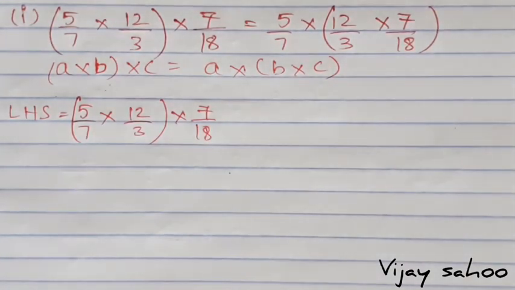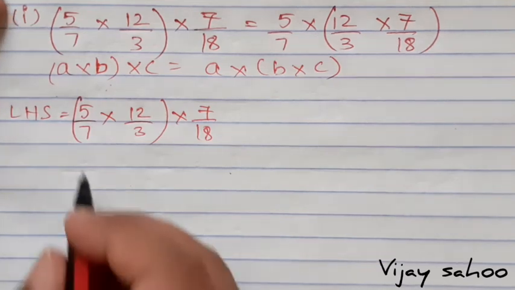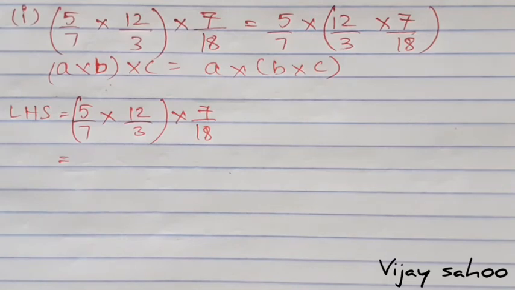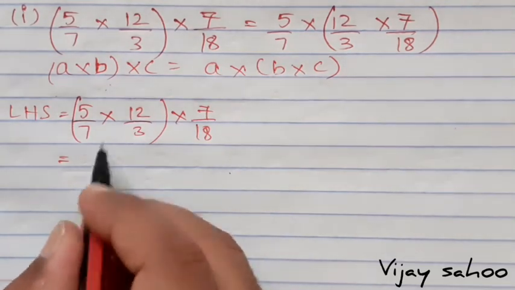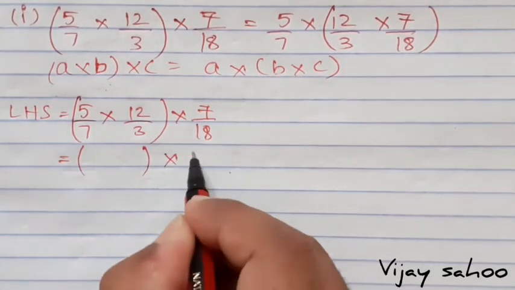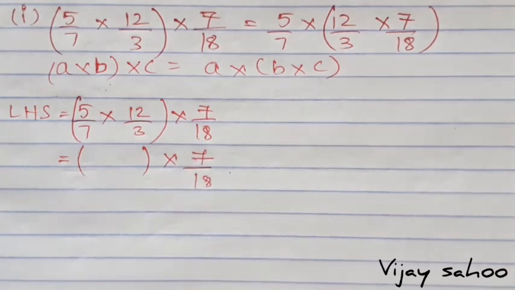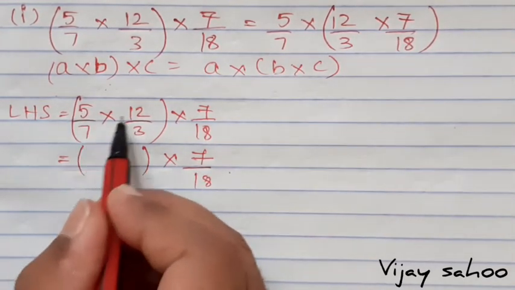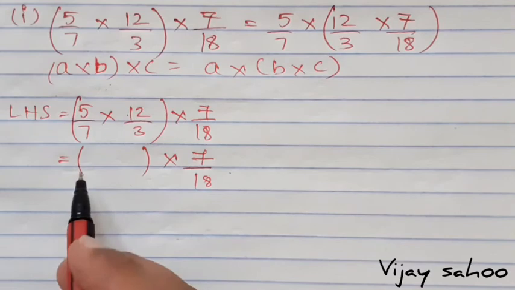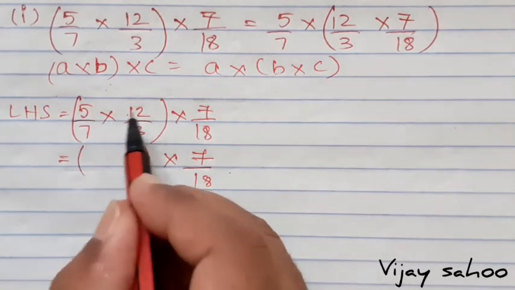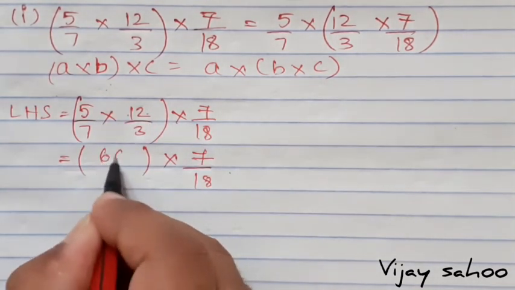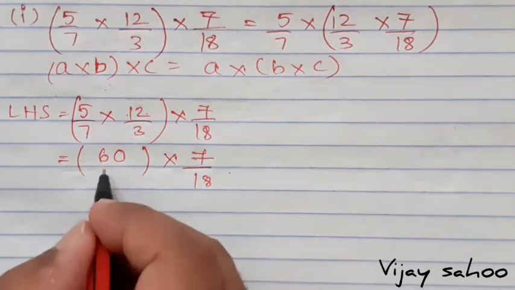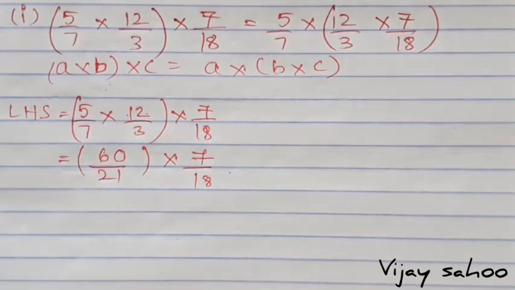We know that in this type of question, first of all, we have to solve the brackets. So how will we do? First of all, I will do the multiplication inside the bracket, and 7 by 18 will be kept as it is. So here cancellation is not possible. So what will we do? We will multiply numerator by numerator. So 12 into 5 is 60. 7 into 3 is 21.